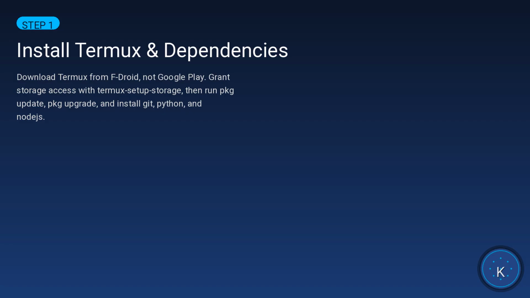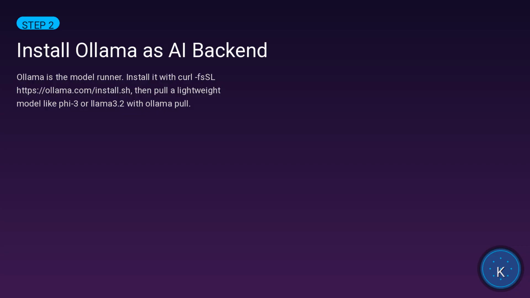Install Ollama as the AI backend. Ollama is the model runner. Install it with curl -fsSL https://ollama.com/install.sh. Then pull a lightweight model like Phi 3 or Llama 3.2 with ollama pull.